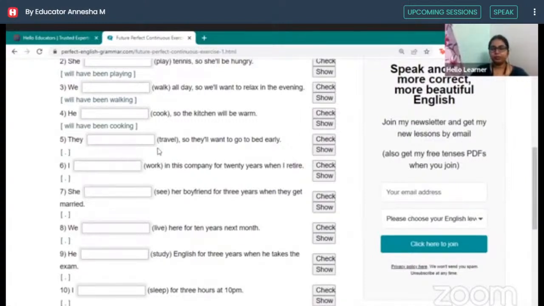They will have been traveling, so they will want to go to bed early. Absolutely correct. Very good, Raji. Thank you so much. After Raji, we have Isha. Yes, Isha, would you like to try?